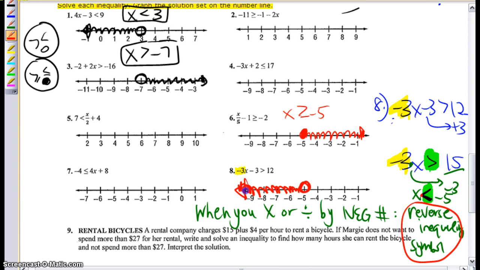Now a good way to check your answer is, we could just pick any number less than negative 5. So maybe I pick negative 10, because that's over here. So if I were to use negative 10 as x, then I would do negative 3 times negative 10, then subtract 3 and see if that is greater than 12. And if this statement is true, then we know that we've shaded in the right direction. So let's try that. Negative 3 times negative 10, that's positive 30. 30 minus 3 is 27, and 27 is greater than 12. So that's true. So I know that I'm shading in the right direction.